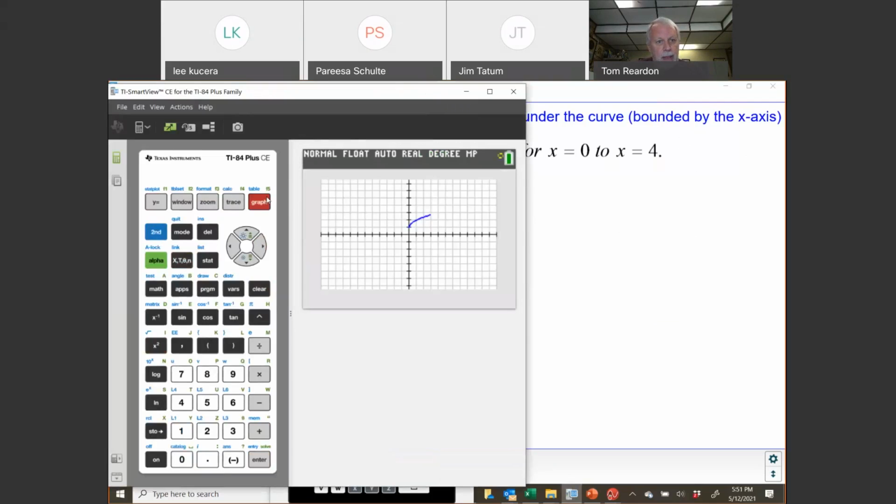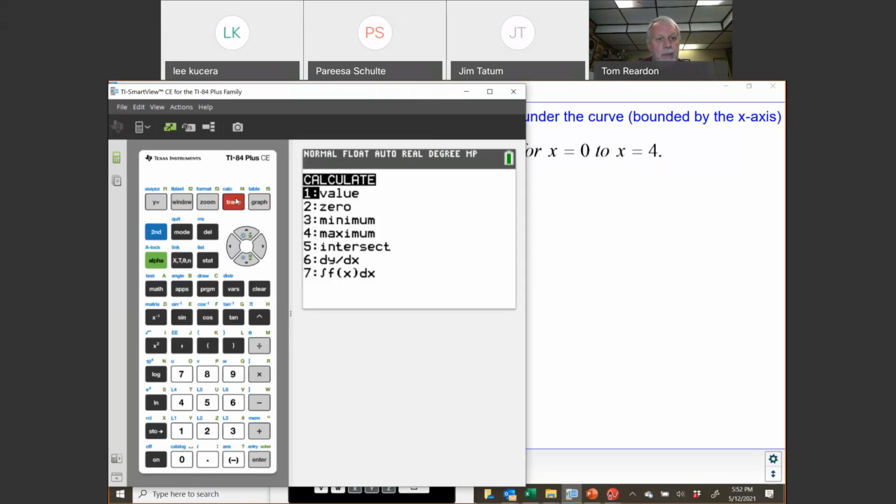And let me graph that. And I'd like to find the area bounded by the curve and the x-axis from 0 to 4. So that would be under second trace. And number 7 is the integral, which defines one of the things of the integral, which is to find the area under the curve.